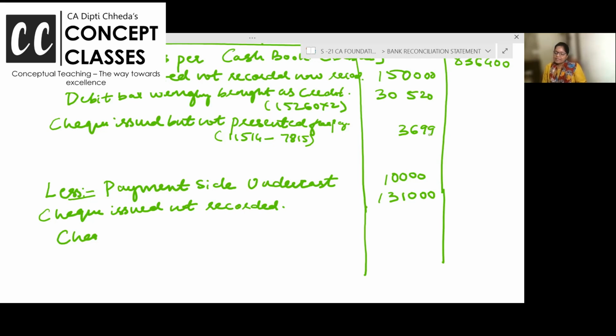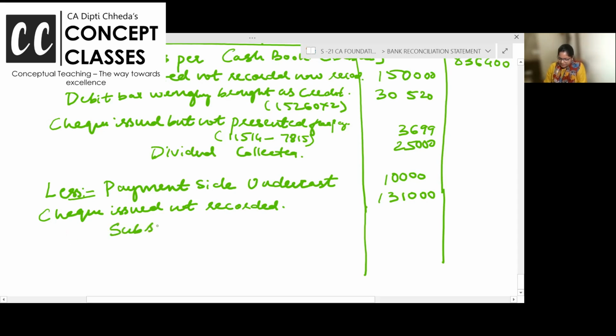Dividends collected and paid, subscription not recorded, now recorded. So dividend collected, I have to record in my books. Dividend collected. And subscription paid means money is going out, bank account credit. Subscription paid, 1,000.